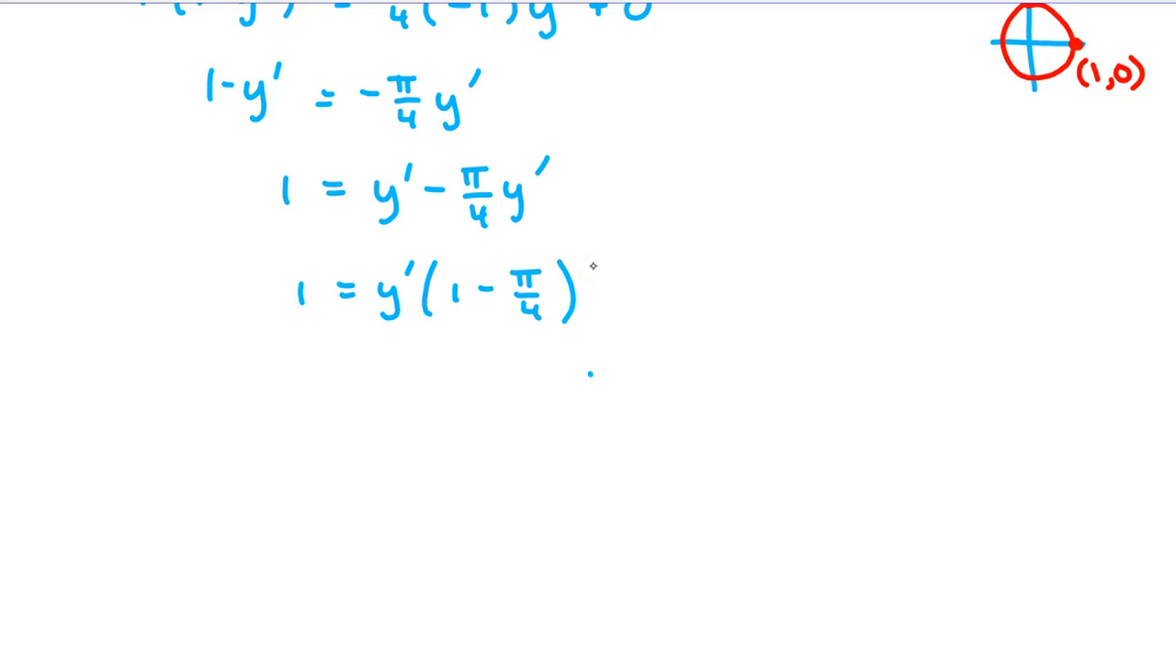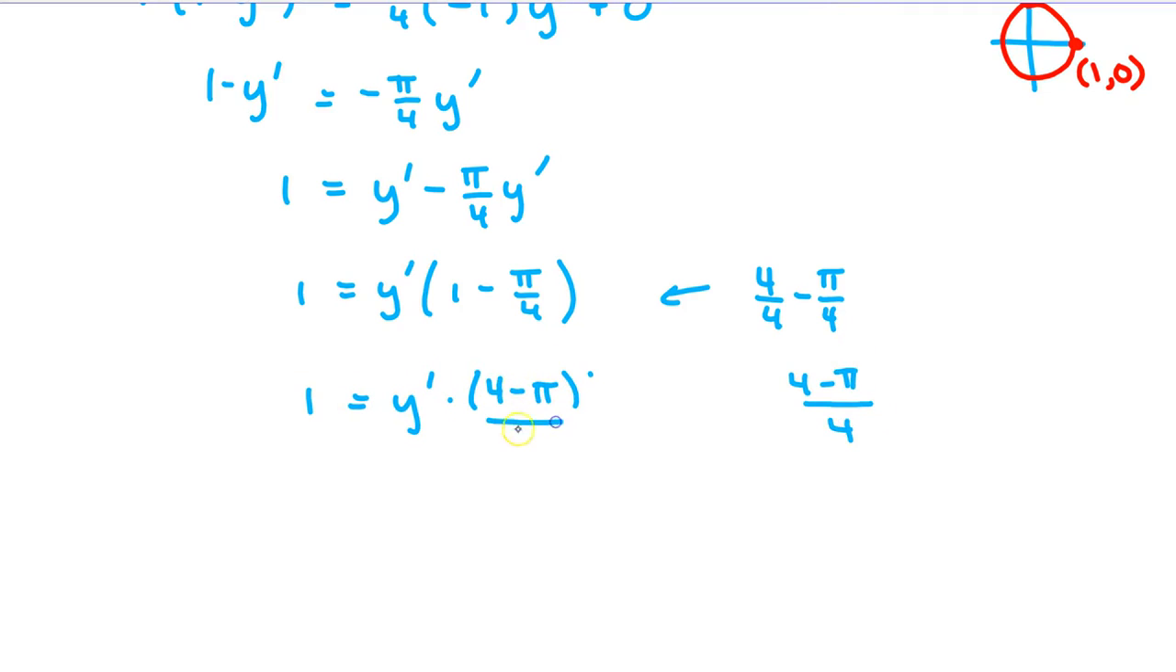Now, how can I rewrite 1 minus pi over 4? Let's see, I can think of it as 4/4 minus pi over 4. So that would be 4 minus pi over 4. Okay, so we have 1 equals y prime times 4 minus pi over 4. And the reason I did that is because now to isolate y prime, we have to divide by that fraction, which is the same as multiplying by its reciprocal. So that means we're going to get 4 over 4 minus pi equals y prime. Now that is the slope of the tangent line.